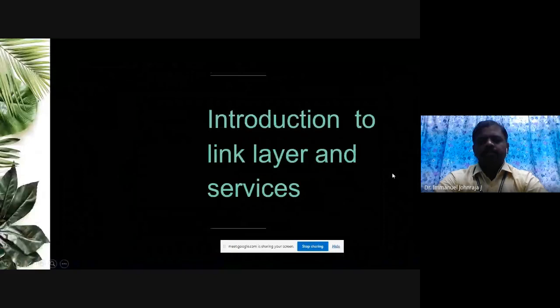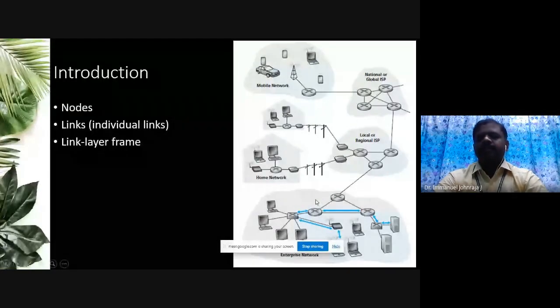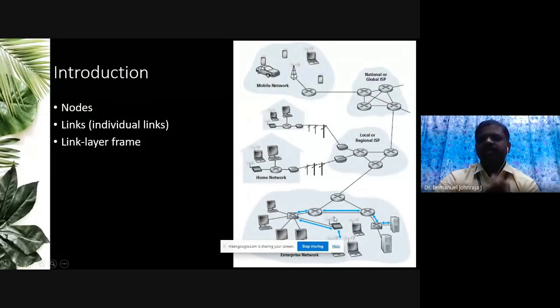So the next topic would be your link layer and its services. I have spoken about the link layer, especially using this network diagram, if you remember it. In earlier cases, in the application layer, the transport layer or the network layer, we speak about multiple networks. But in the link layer, we speak about only your local area network, specifically only the links between the devices. We speak about the node, and also about the connectivity between the devices, which is called a link.